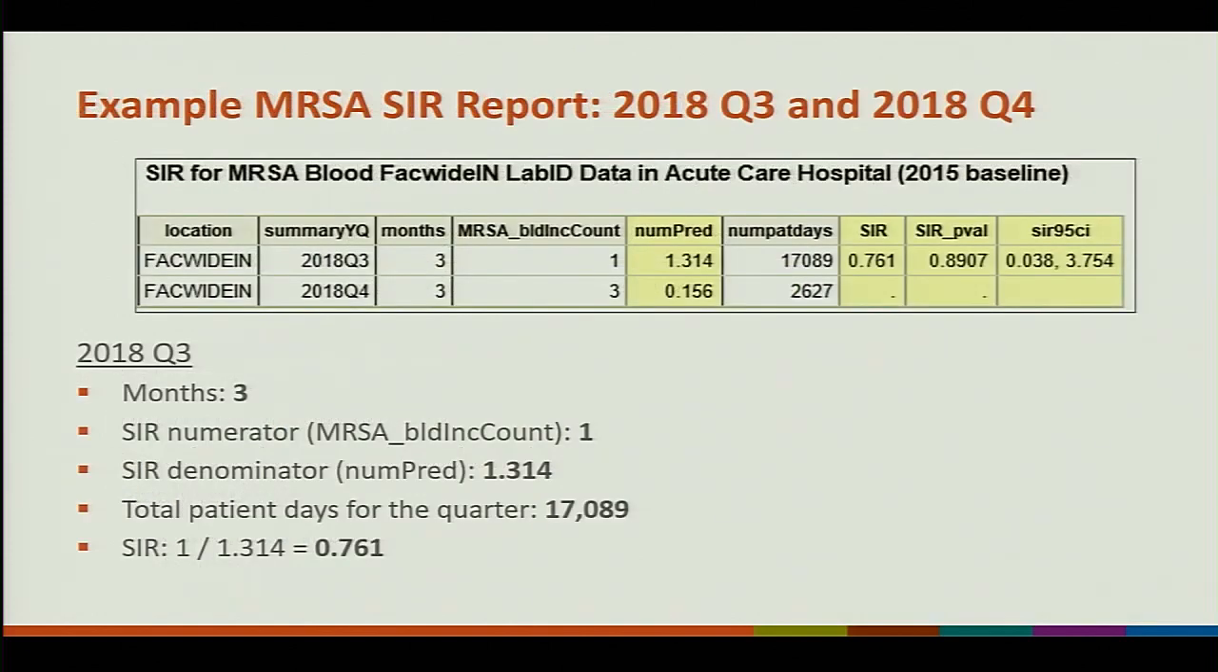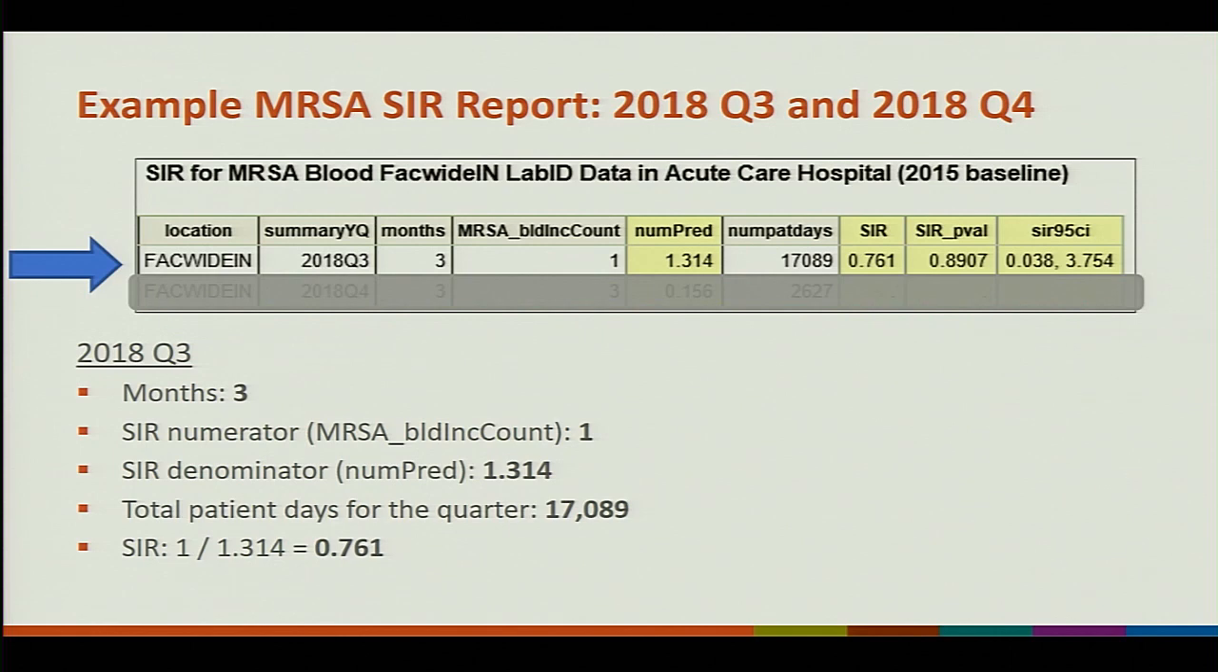Okay, so let's look at an example of an MRSA SIR report from NHSN. So we will go through each column of the report. And first, let's look at the top row. So that's 2018 Q3 data. We see that the facility reported 3 months of data for the quarter. The SIR numerator is called MRSA_blood incident count. That's the column right next to the months column. In this example, they reported 1 event.